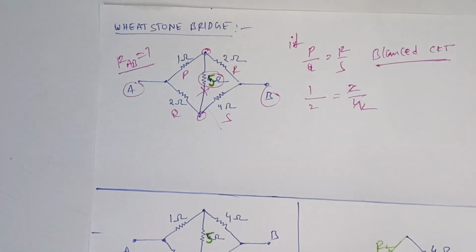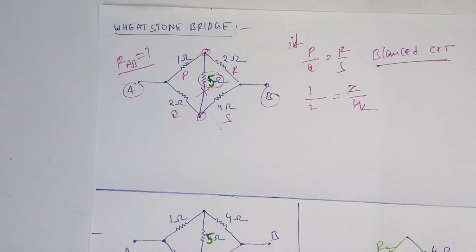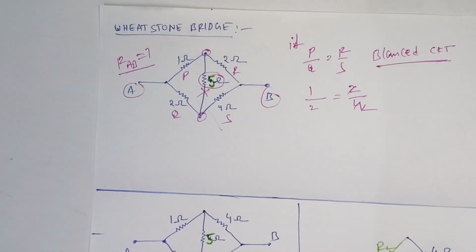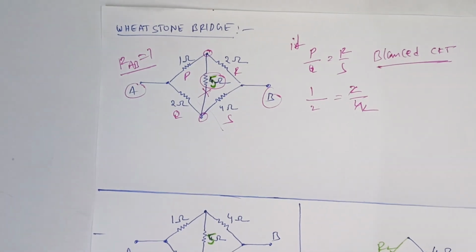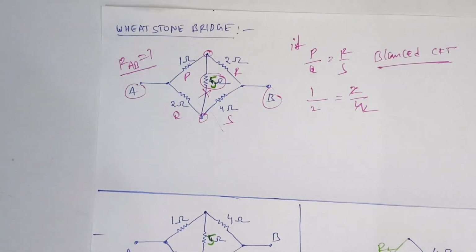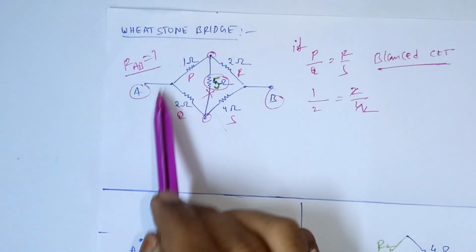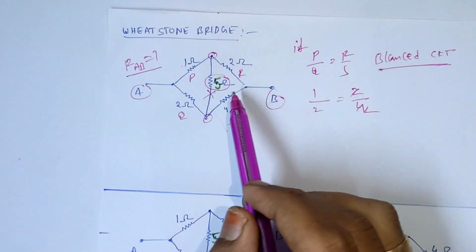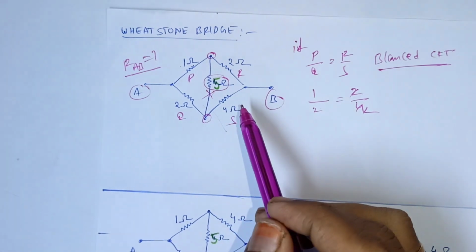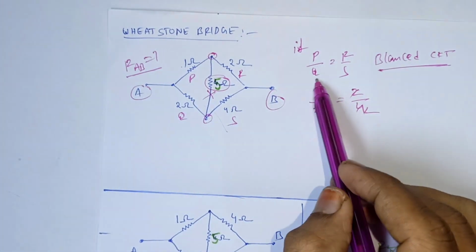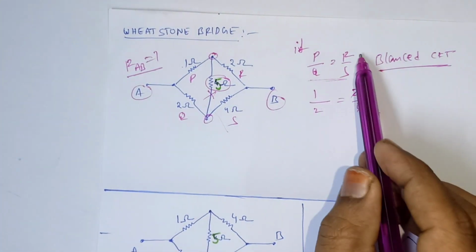Hello guys. So today we will discuss the Wheatstone bridge, and how to solve a Wheatstone bridge circuit. This is the Wheatstone bridge, and in this Wheatstone bridge we need to check whether it is balanced or unbalanced. The condition for balancing is P by Q is equal to R by S.